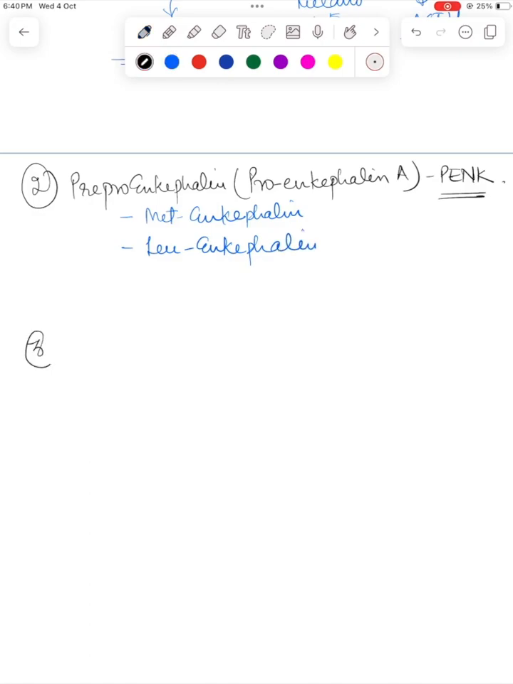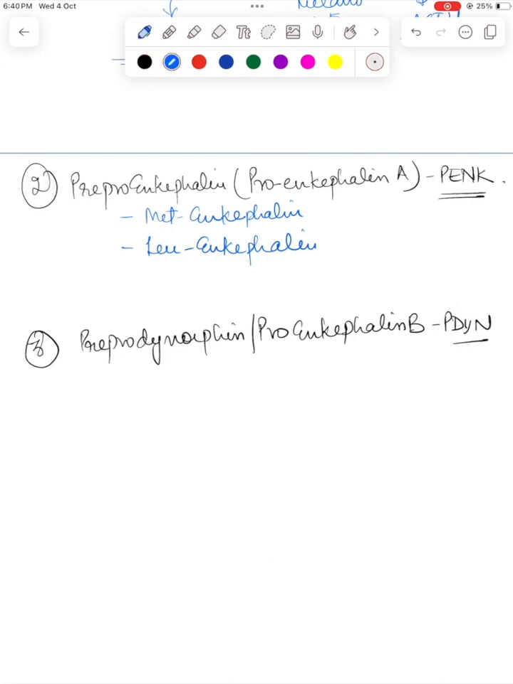And finally, the third precursor protein is the pre-pro-dynorphin, also known as proenkephalin B or PDYN. And the opioids that it produces are the dynorphin A and dynorphin B.